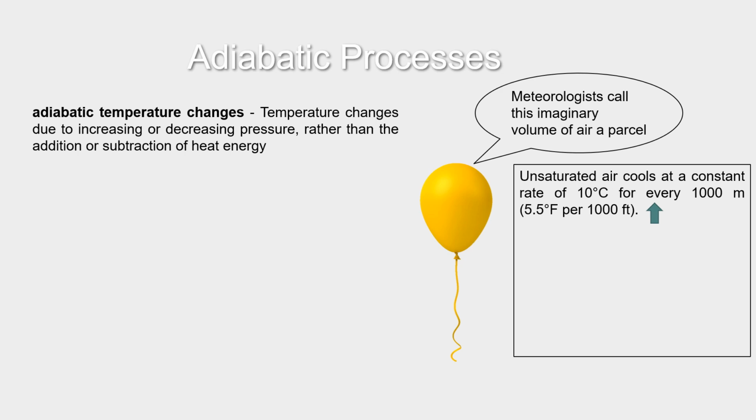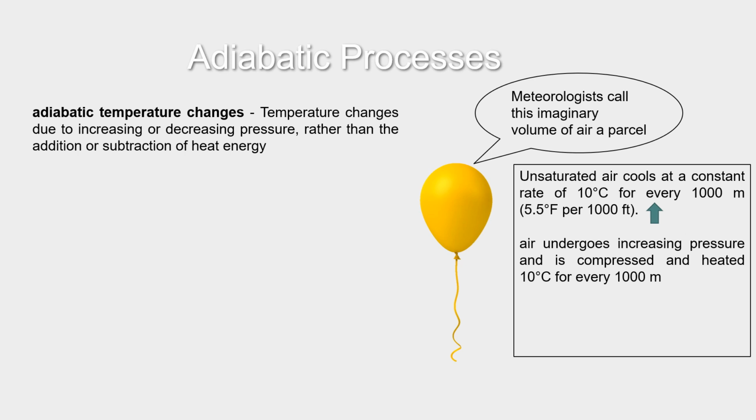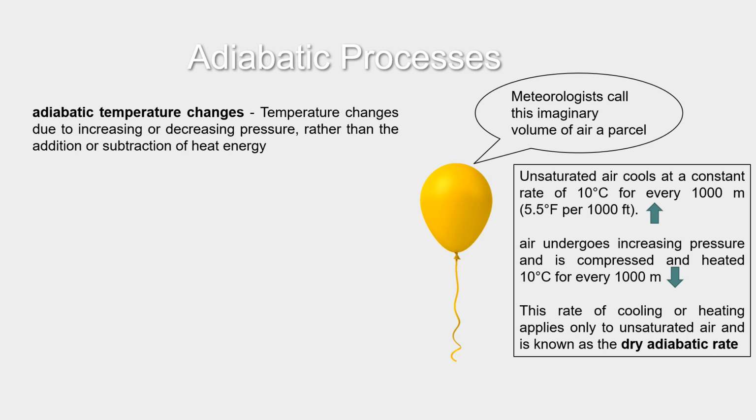It's not just going up, but also when air goes down and undergoes increasing pressure, it's compressed and heated. So there's also the temperature change. And this rate, the 10 degrees Celsius rate, this change in temperature due to pressure rather than the loss or addition of heat energy, is what we call the dry adiabatic rate. It's called dry adiabatic rate because dry refers to the unsaturated air.